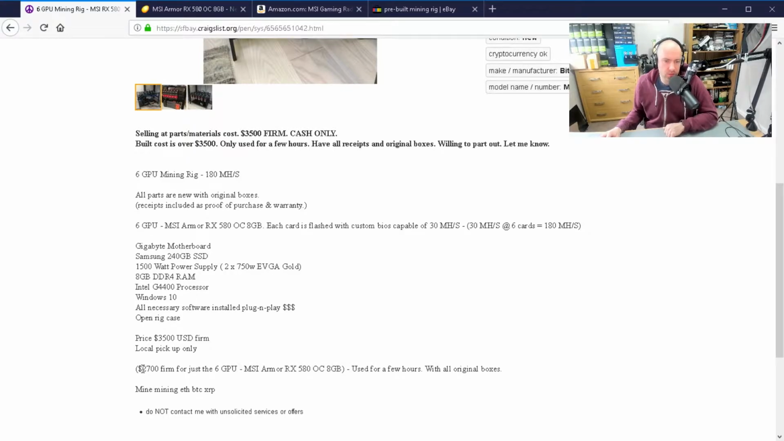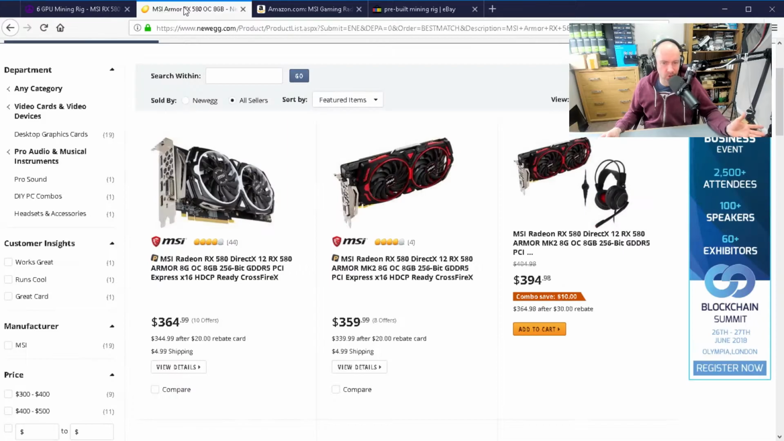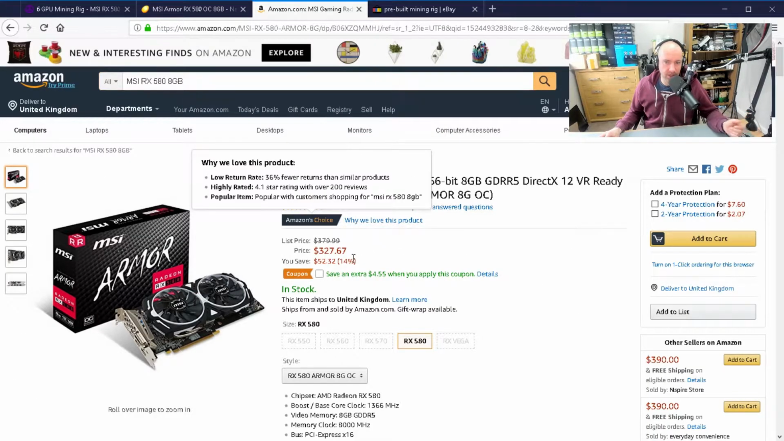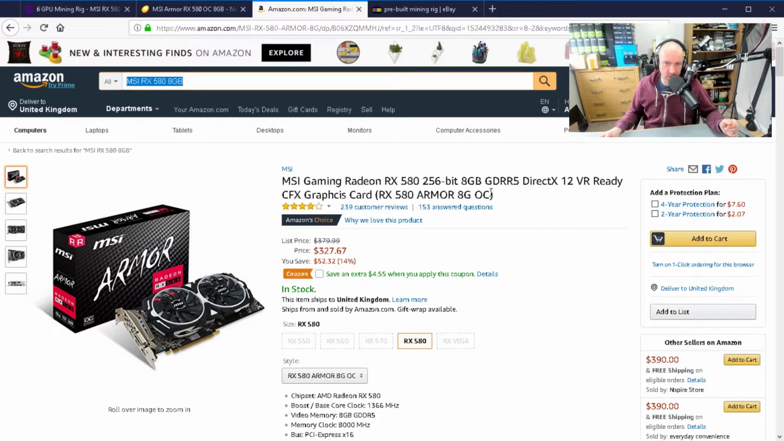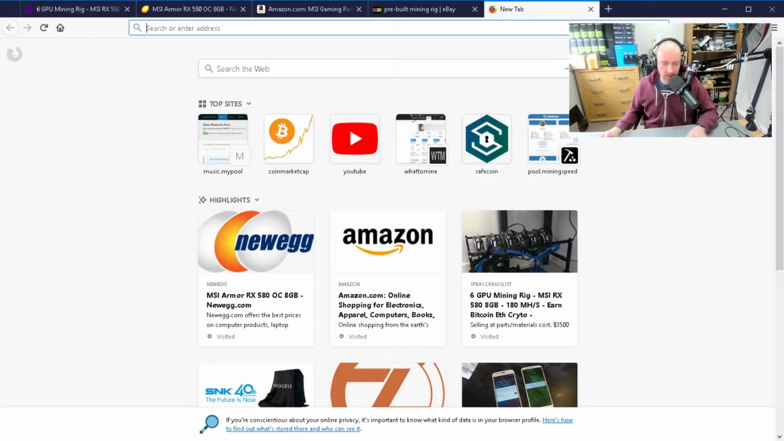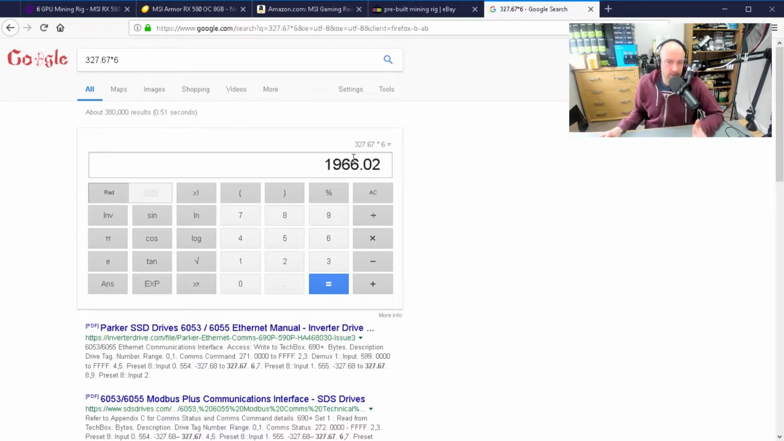And down here, he's got $2,700 firm for just the 6 GPUs. Now, that works out at $450 per card. But it takes you 2 seconds to Google this, and you look on Newegg, this is $360. And on Amazon right now, it's only $327.67. It looks like it's the same OC edition version. And a basic calculation here gives $1,966.